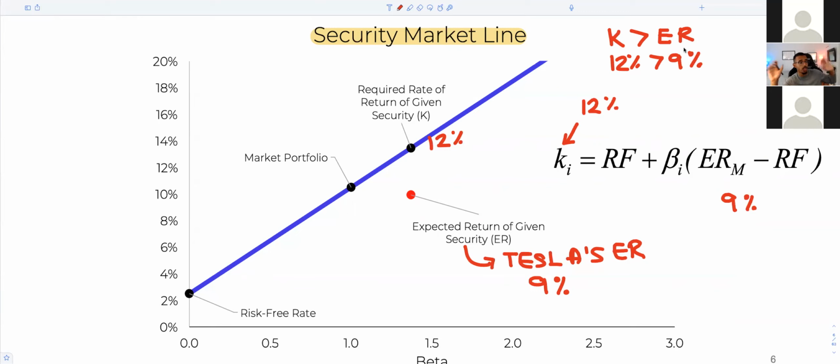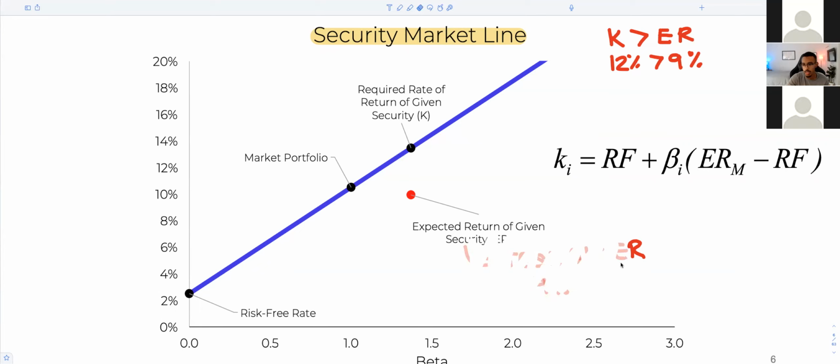So far, are we good? Say yes in the chat. We're looking at Tesla stock and the expected return is 9%. When we plugged our stuff into our formula, it told us that your K should be 12%. Okay. Well, what does this mean for us? How can we use this to our advantage? How can we say whether this stock is either fairly priced or underpriced? Okay, so I'm going to erase a few things.